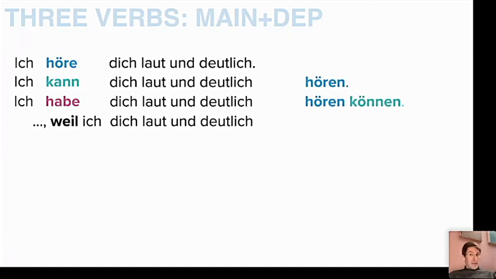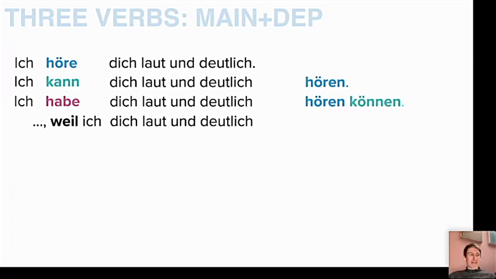Now, the fun begins. Dependent clauses. Because I try this one. And I tell you, it's a trick question. So if it's a trick question, where can the habe only go?